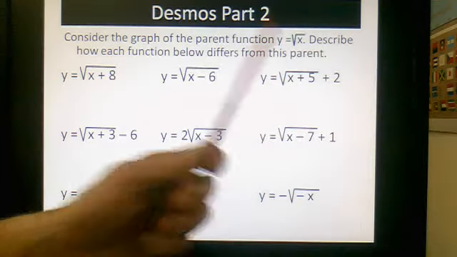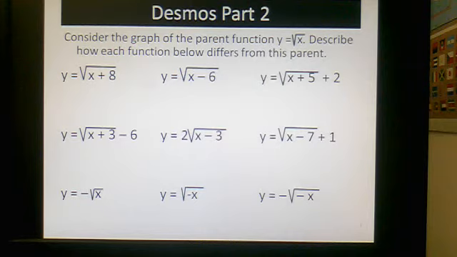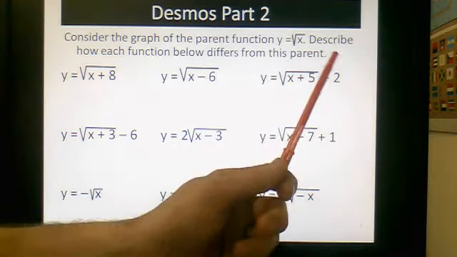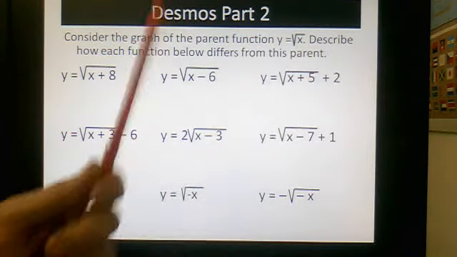You do a lot of this in geometry and a lot of this in Algebra 2 and pre-calc. A lot in geometry, actually. It's called transformational geometry, where you transform the graph. Describe how each of these functions differs from this original.